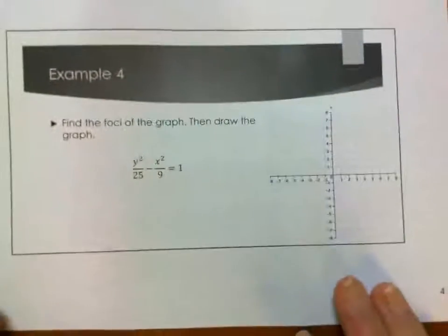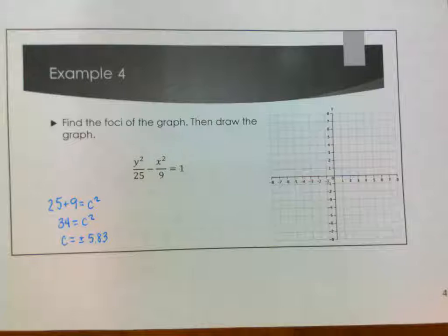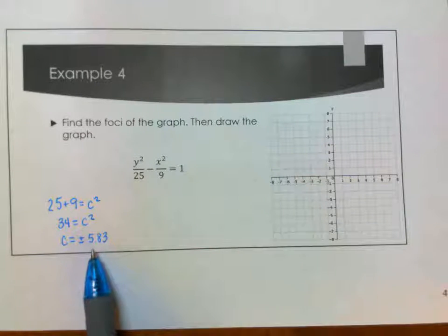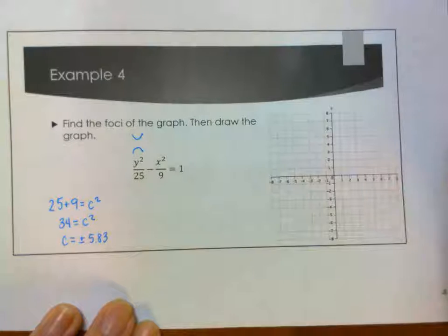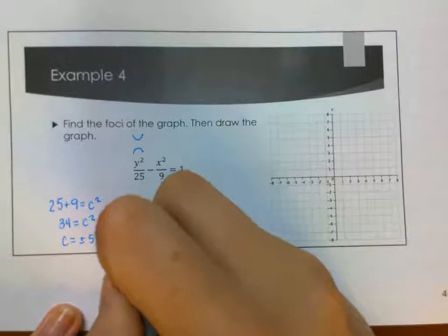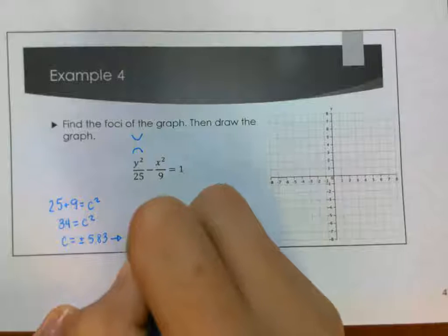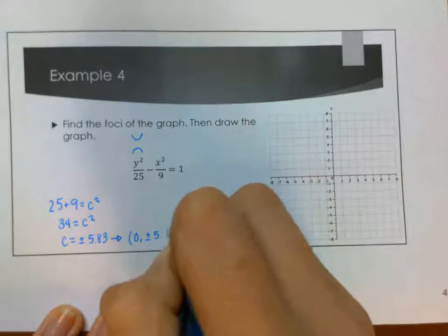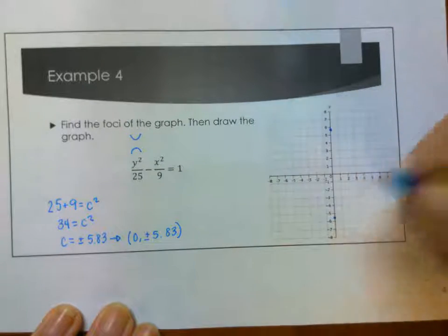All right, so for this problem, I would like you to start by finding the foci. All right, so finding the value of the foci, you should get 5.83. Which direction is this hyperbola going to open? It's going to open up or down, up and down, I should say. So that means that the ordered pair for the foci would be what? It would look like this. So I'm going to have a focus there, and I'm going to have a focus there.